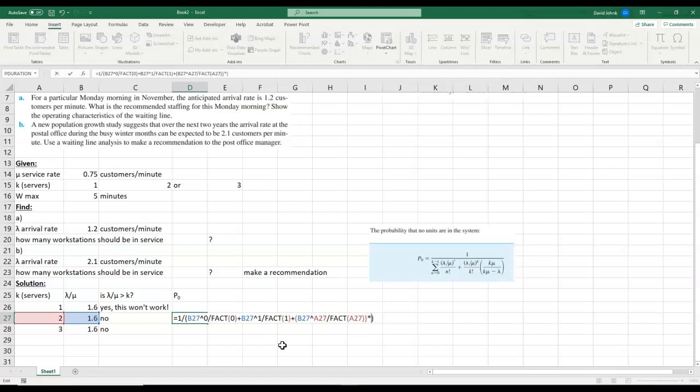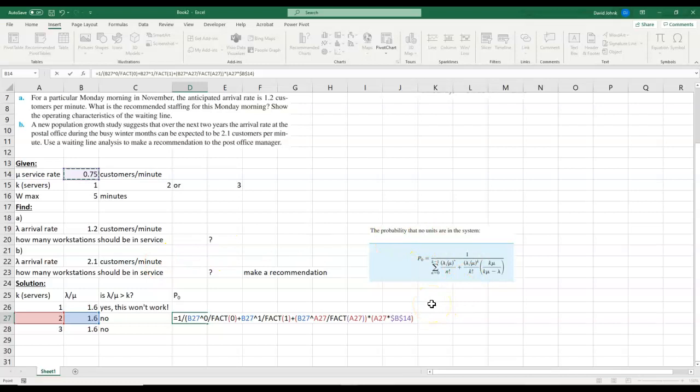And I'm going to take it times, so now I'm into this part right here, k times mu divided by the quantity k times mu minus lambda. So I'm going to do this again, and I'm going to do it in parentheses. And I'm going to go k times mu. I'm going to hit F4 because I want to copy this formula down, right? And I don't want that to move off of that mu.